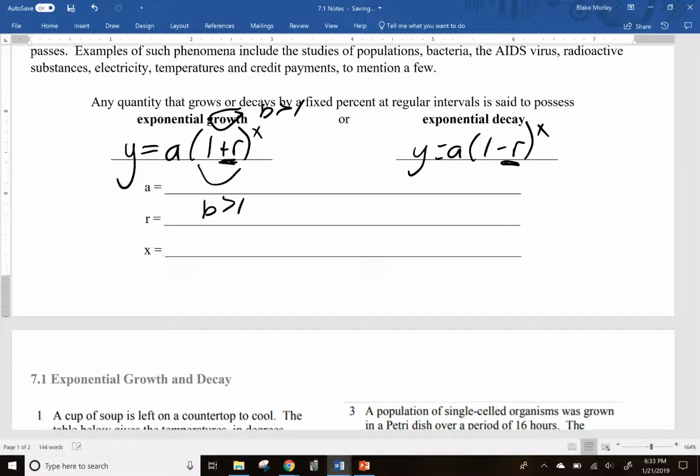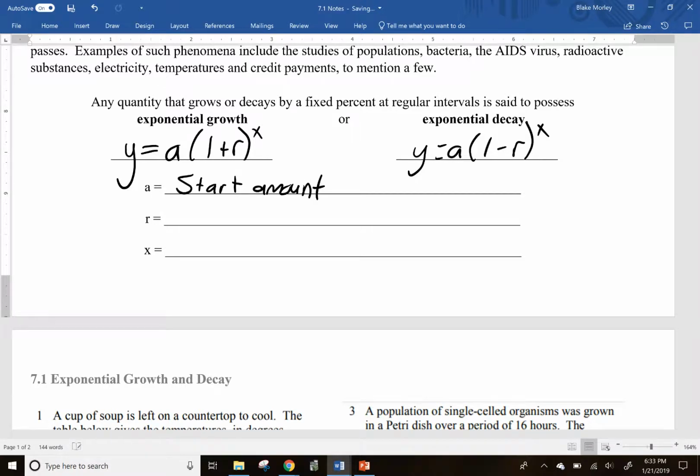So, this is no different than a times b to the x. It's just you're being a little more specific with b here. Same thing over here. It's still a times b to the x, but you're kind of breaking b up into 1 plus a number or 1 minus a number. So just to clarify, the formulas here are not really anything different. But it does help us out when we come to word problems and things like that, helping us figure out what the b value is. All right, so just to label this, A is usually your starting amount.